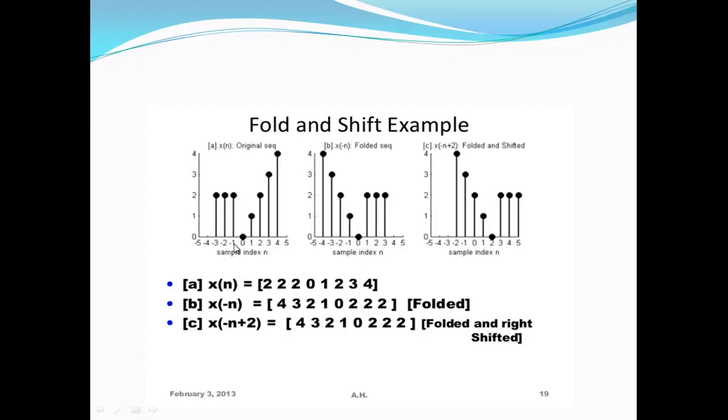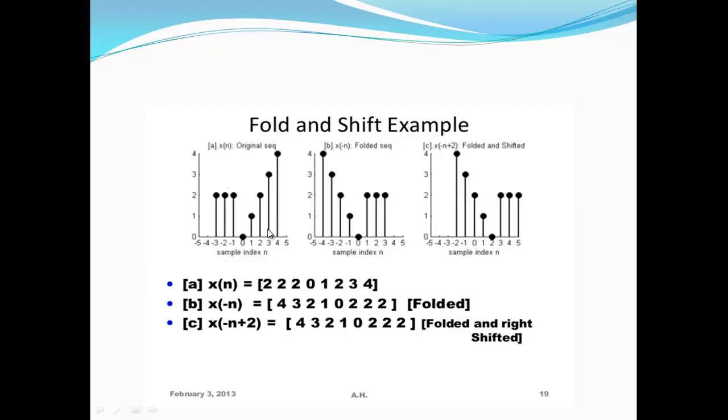So this side will come to this side of the y-axis, and these sample points will come over this side of the y-axis. Fine. So you just fold it. So you are folding it. When you are folding it, this 4 will come over this side at the starting point. That is -4.